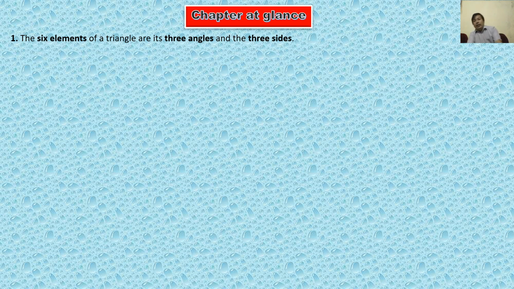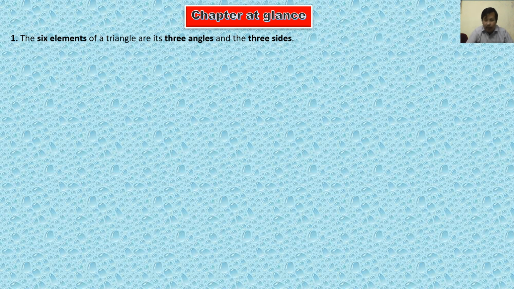Now, my dear student, here we come to the end part of the chapter, the chapter at a glance. So, what we have studied, what we have discussed in this chapter, let us see together here. My dear student, first of all, the six elements of a triangle are its three angles and the three sides. So, there are six elements of the triangle. The three angles and the three sides are the basic elements of the triangle.